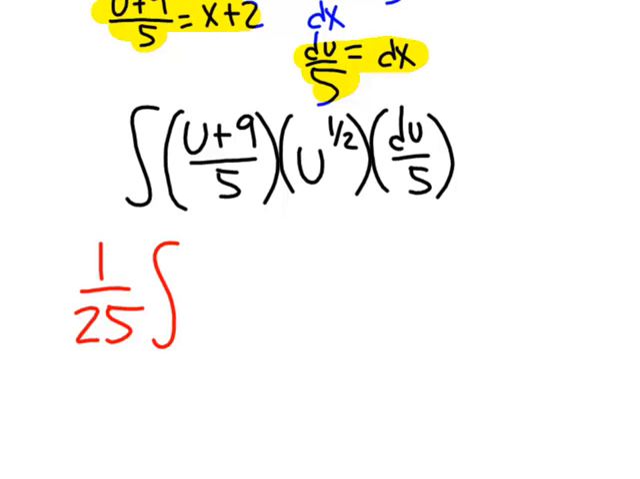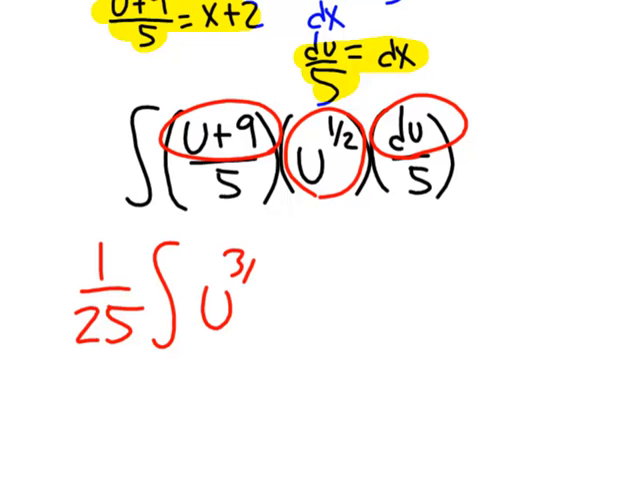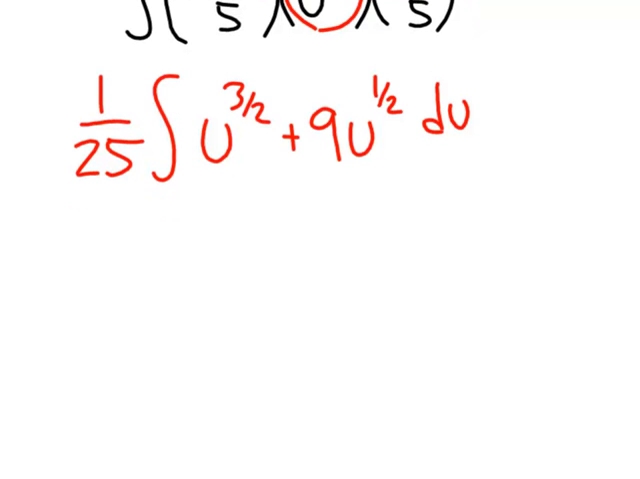And on the inside of the integral, I still have the u to the 1/2, which I'll distribute to the u plus 9, and then include the du as well. So that's going to give me u to the 3/2 plus 9u to the 1/2 and du. Now that is something that we can antiderive.